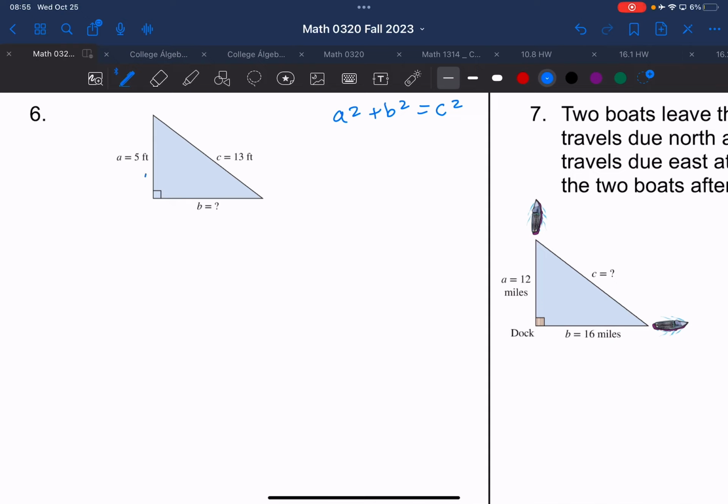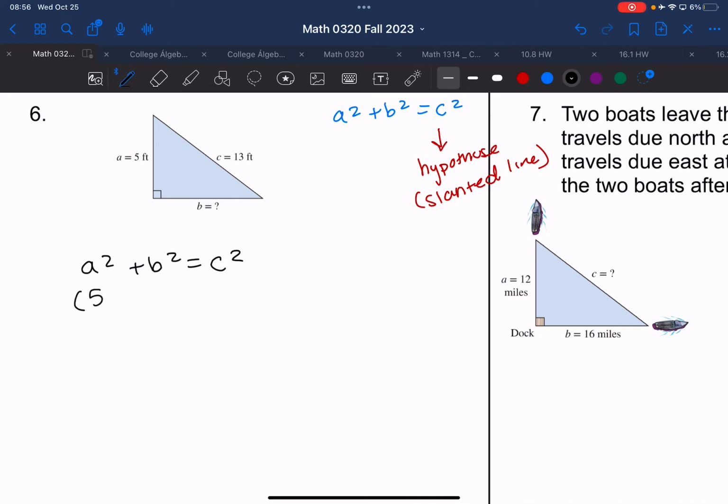If this triangle was not labeled, what do we know for sure that the C value has to be every time? Good, the hypotenuse. Hypotenuse, or just the slanted line, right? That's the hypotenuse. Okay. But in this case, it labeled it for us. So we have A is 5, B we don't know, and C is 13. So we're going to plug this into our formula. So A squared plus B squared equals C squared.